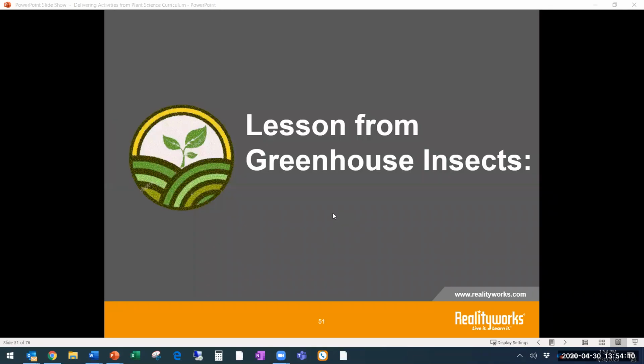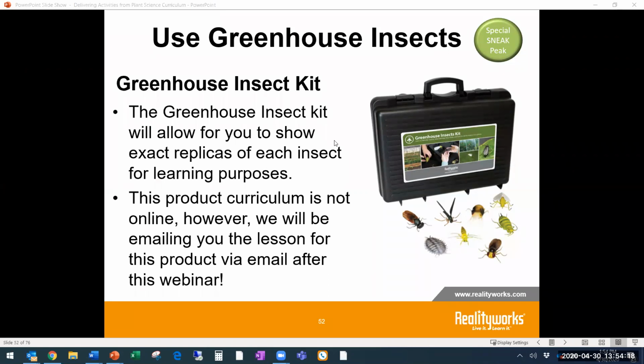All right, with the time left here, I want to focus on our newest product. This is the greenhouse insects. In this case, I'm just giving you a sneak peek of our greenhouse insect kit. This product allows you to show exact replicas, larger than life size, so they can see the texture and the detail of the models here. But again, this is something that is just coming out. This kit itself is for learning purposes, but it won't actually be out until the end of May. So it's something you can look at.